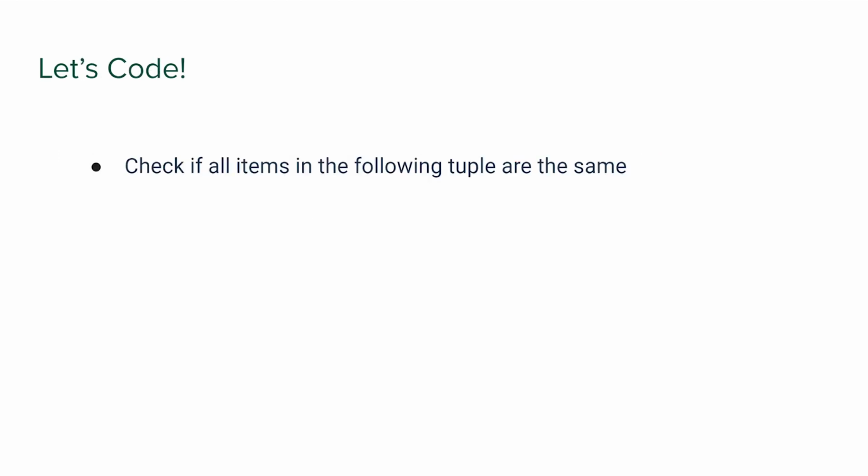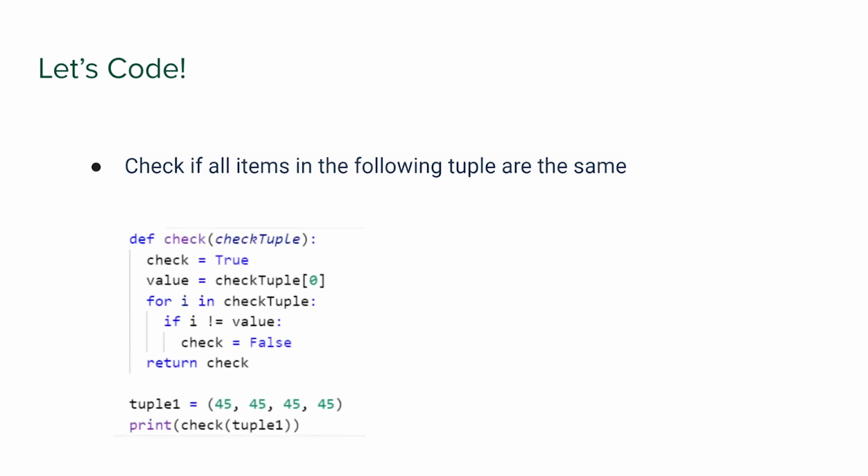Let's go. So if we want to check if all items in the following tuple are the same, then here's the function. We have a function here, def check_tuple. We first set check to be true. We then set the value to be the first element in check_tuple, and iterate through check_tuple. If i does not equal value, then check is false.